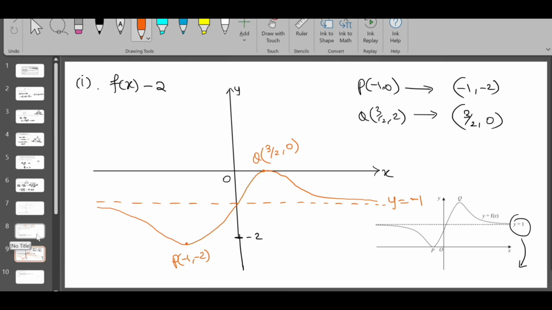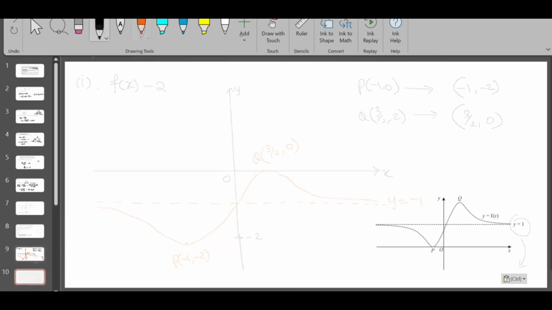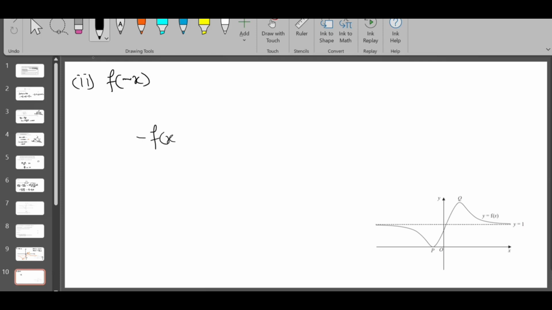Now the next one, they want us to sketch f of minus x. That's a reflection, right? There are two types of reflections. The first one is minus f of x. So you have to flip the graph this way over the x-axis. Another one is f of minus x. So you need to flip the graph this way along the y-axis. So when you flip the graph, the horizontal asymptote stays the same.